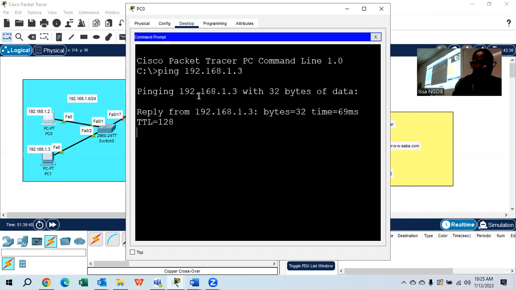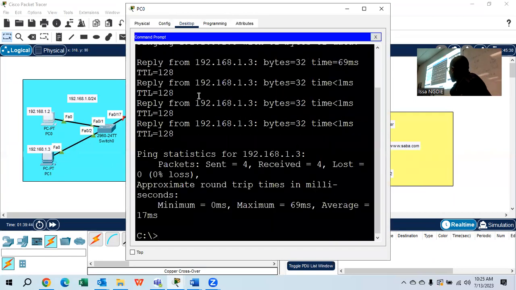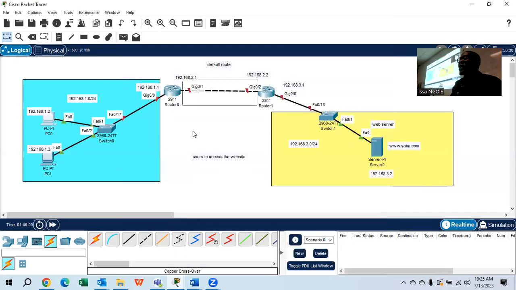192.168.1.3. What happened? Why is there a reply? Why is there a reply? So, who can answer? Why is there a reply while this interface from the router is off? Why is there a reply?